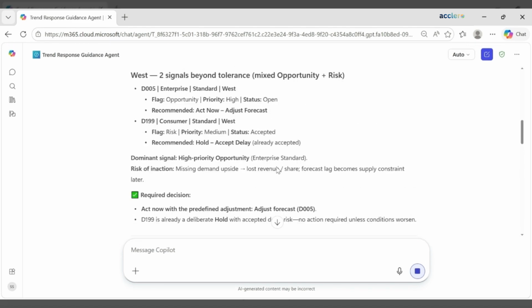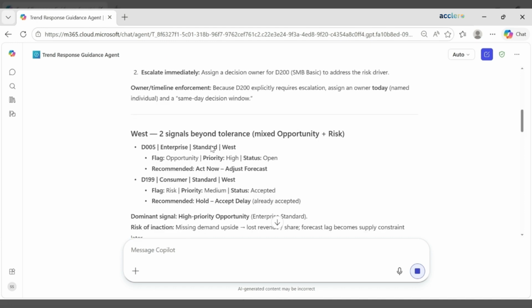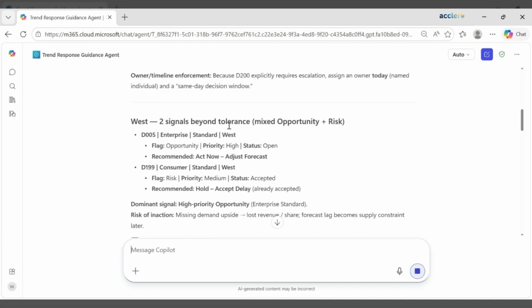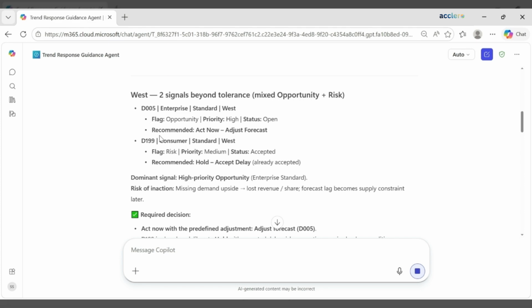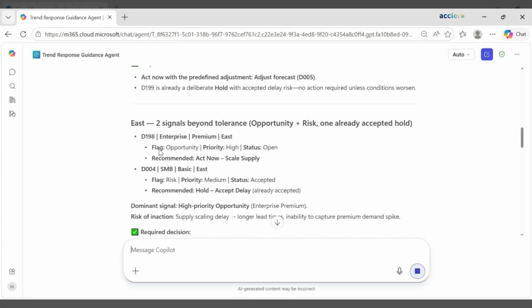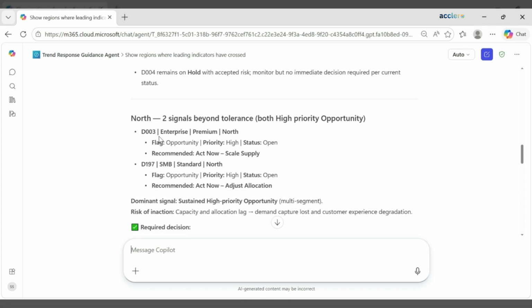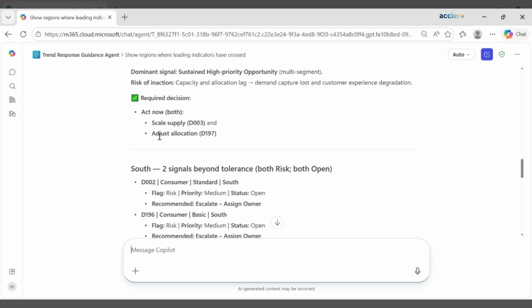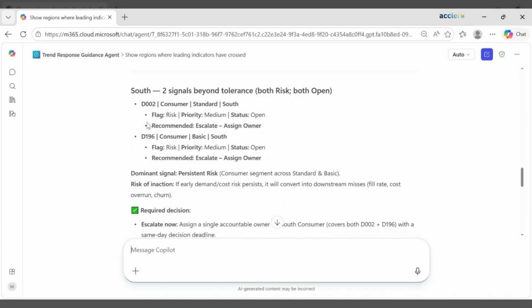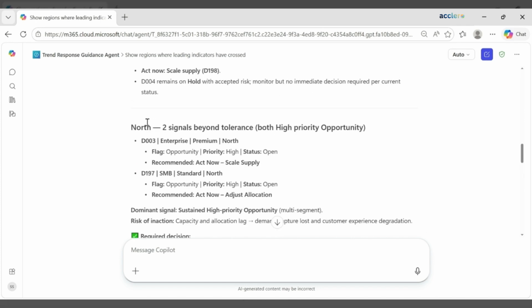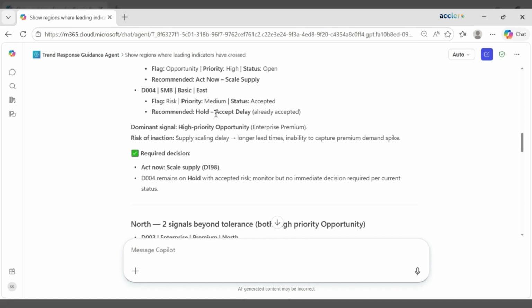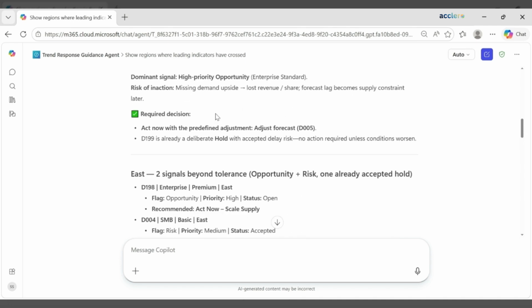In West, two signals are beyond tolerance, D005 and D199. In East, there are two signals, D198 and D004. In North also there are two signals, D003 and D197, and in South, D002 and D196. So let us take the example of MH West.